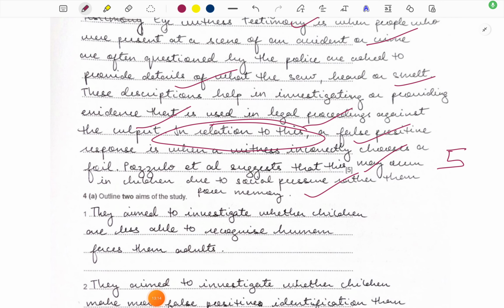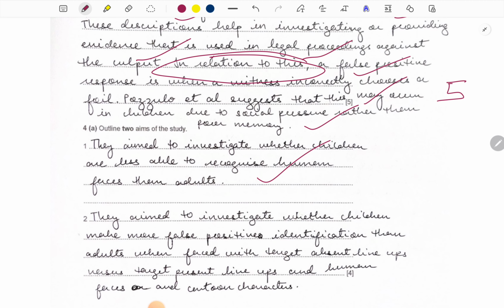Okay, so the next question is a simple descriptive one again, aims of the study. One aim was to investigate whether children are less able to recognize human faces, and another was to see whether false positives are more in children rather than in adults. Both the aims are very clearly specified. The words used, to investigate, that's the best way of specifying the aim of a study.